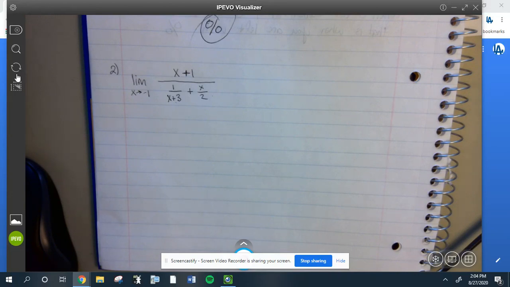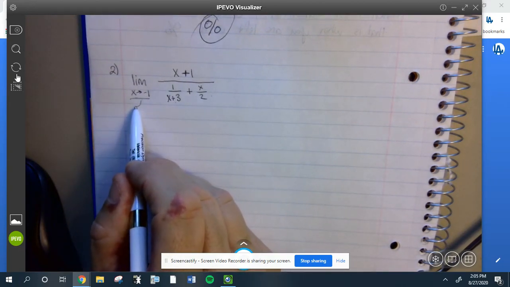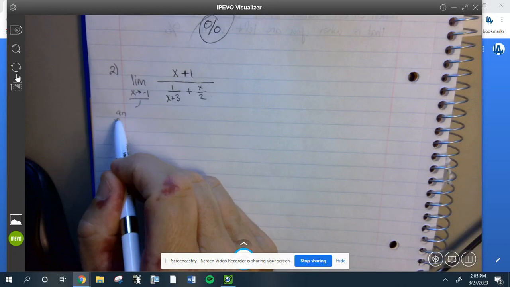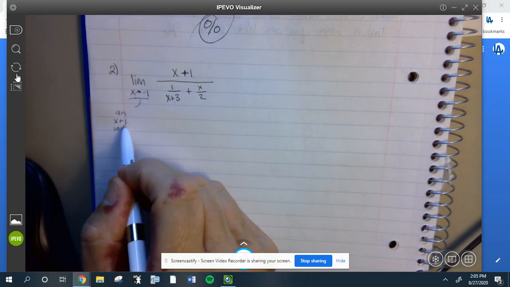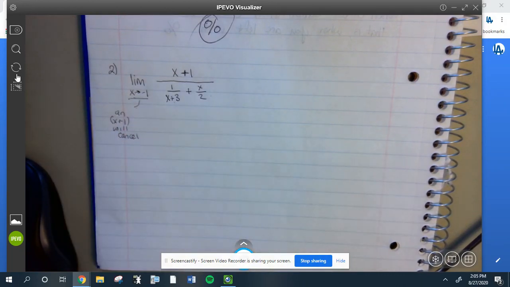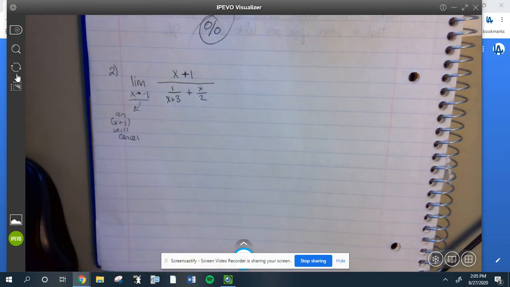You will simplify this complex fraction, and I guarantee you this. See this x minus 1 here? Since we got 0 over 0, think this: x plus 1 will cancel. Happens all the time. That's how you're going to tell if you're doing this right. It's like a built-in check. So the fact that we're approaching -1, and x plus 1, because that would make it 0, will have to cancel out.